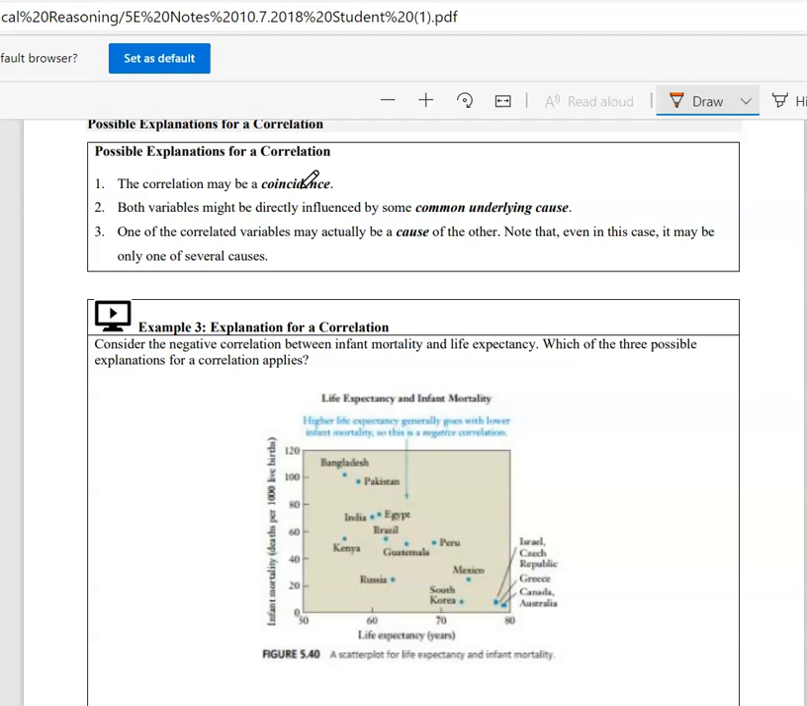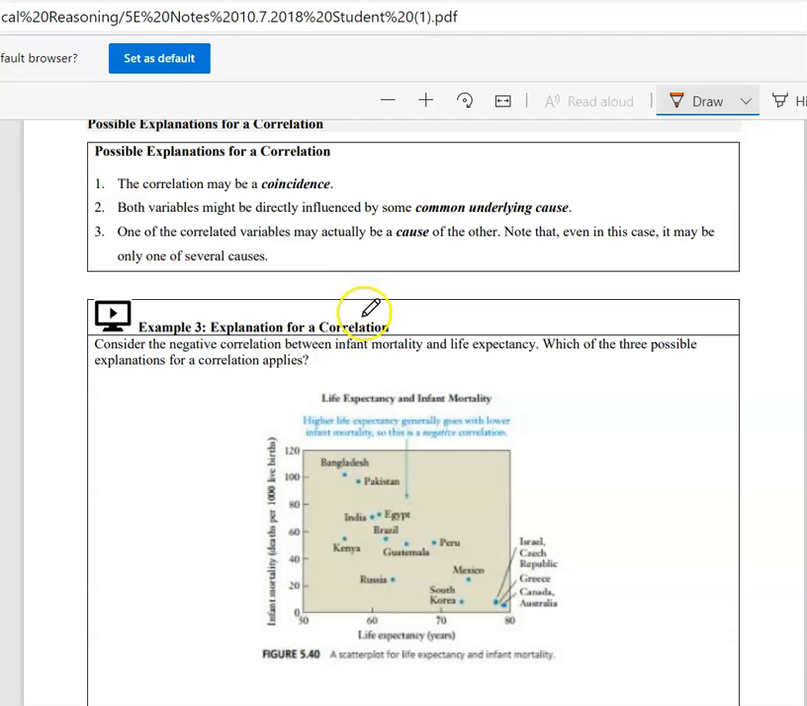We talked about the fact that there was probably something that had to do with economics that, when we dealt with this, would have affected that. So both variables might be directly influenced by some common underlying cause. Yeah, we think that maybe socioeconomic status affects both infant mortality and a low life expectancy age.